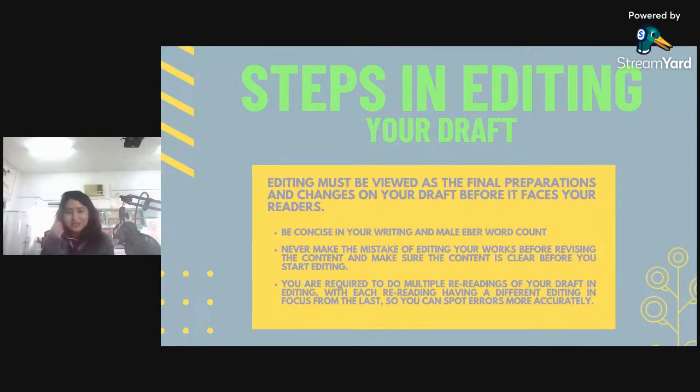Now, lastly, you are required to do multiple rereadings. It's so important to do rereadings when it comes to editing, because maybe when you're editing your draft, you think, wait, I want to touch on more with this subject, or wait, I didn't put too much description within this subject. So then you add to it, and you add things to your essay. It's important to always edit it.